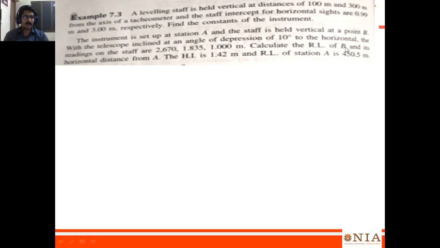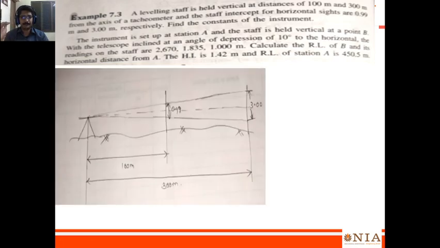Calculate the R of the B and its horizontal distance from A to B. The height of instrument is 1.42 meter and the R of station A itself is 450.5 meter. Right, now two tasks. First you have to determine the constants and then you have to determine the R of the station and the distance, right? So better you try to visualize and draw the diagram.